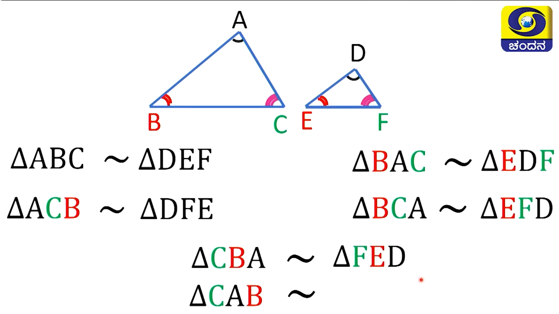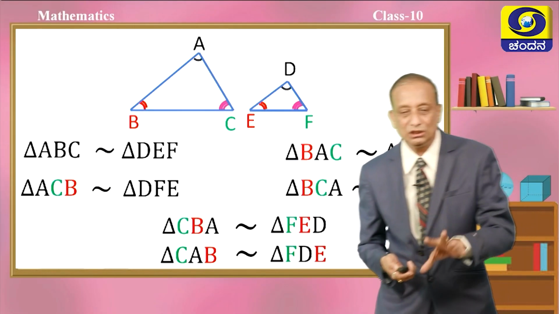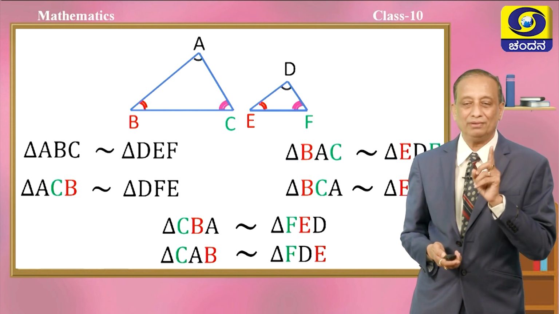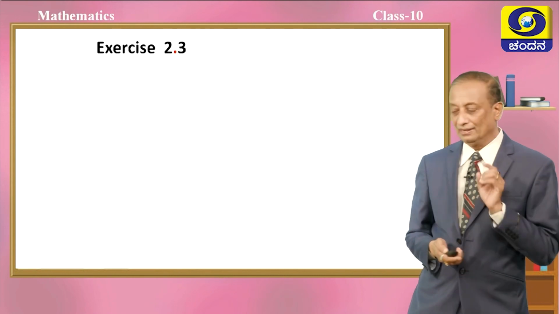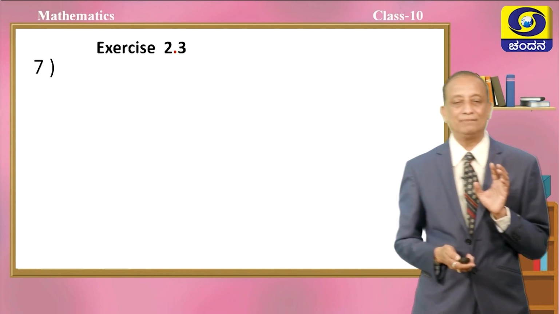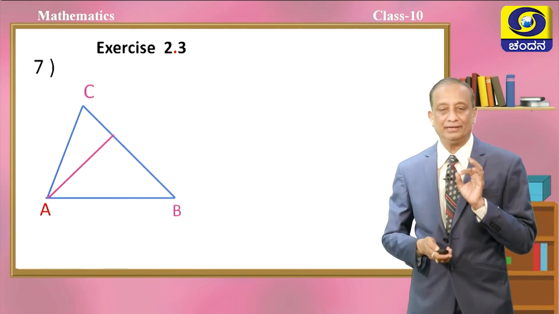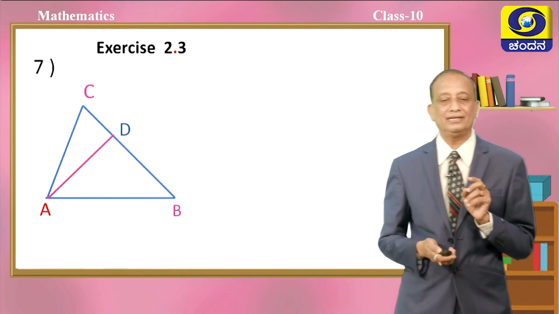So, here a lot of care has been taken to write in an order. Okay. So, order is very, very important. Please follow this, so that in future while writing the ratio for corresponding sides, it would be very, very easy for you. Okay. Let me take one small example and prove one particular problem from exercise 2.3, problem 7.